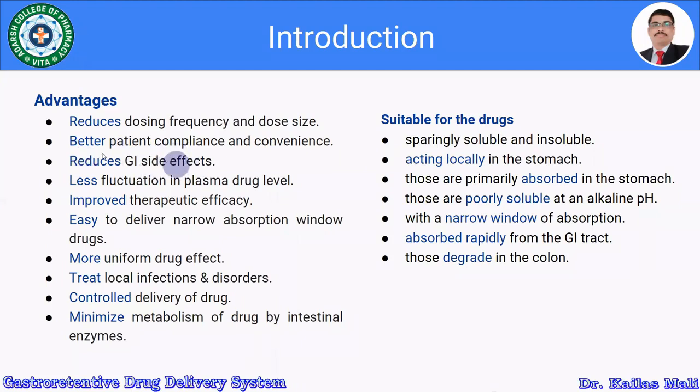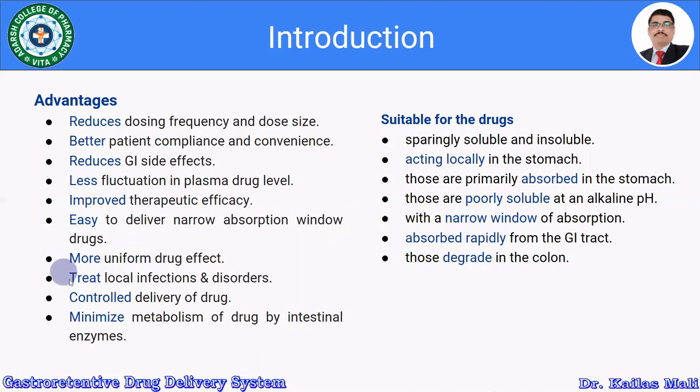As the formulation is going to reside in the stomach for a long period of time, there is less fluctuation in the plasma drug level. There will be improved therapeutic efficacy of the drug. It's easy to deliver narrow absorption window drugs, as there are certain drugs which have a narrow absorption window. So it becomes very easy to deliver the drugs which have a narrow absorption window. Here we are getting a more uniform drug effect.